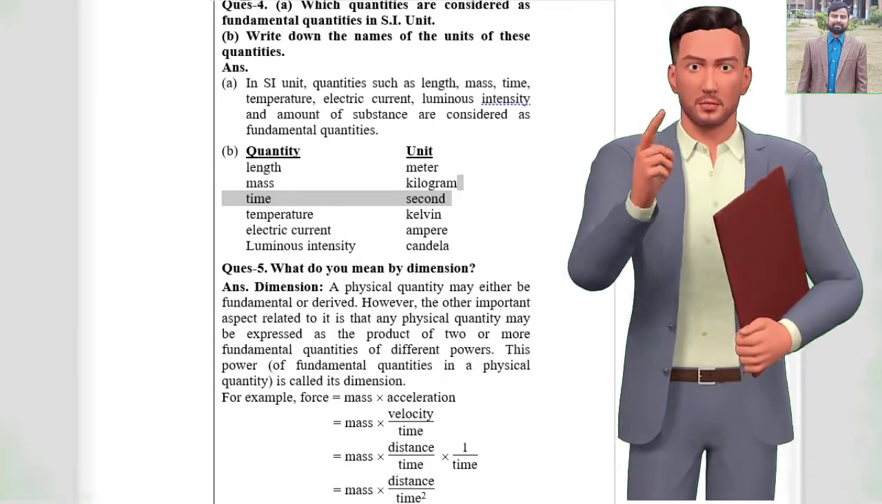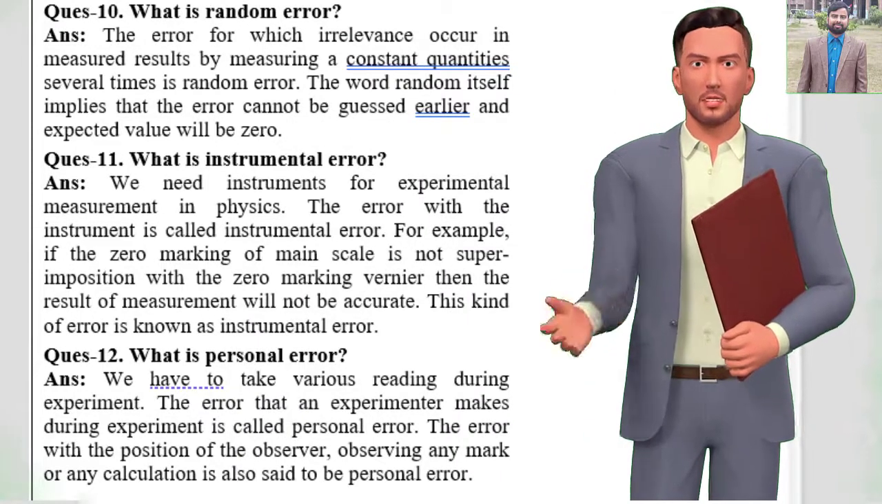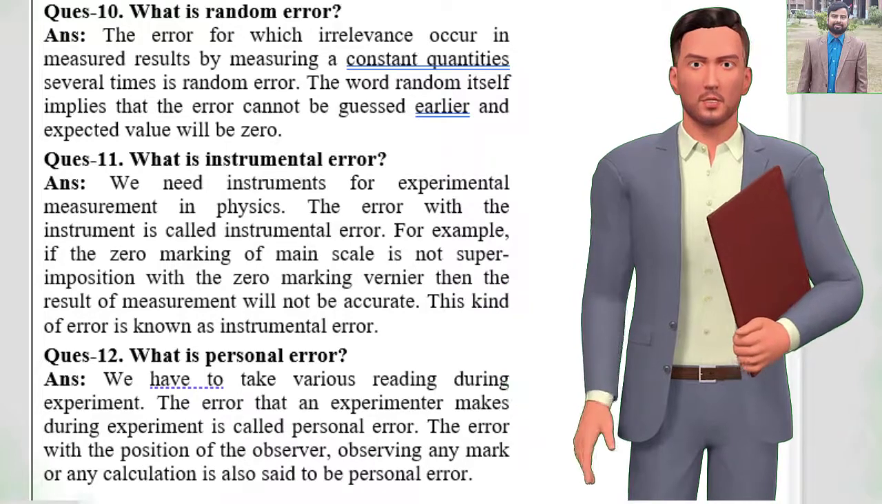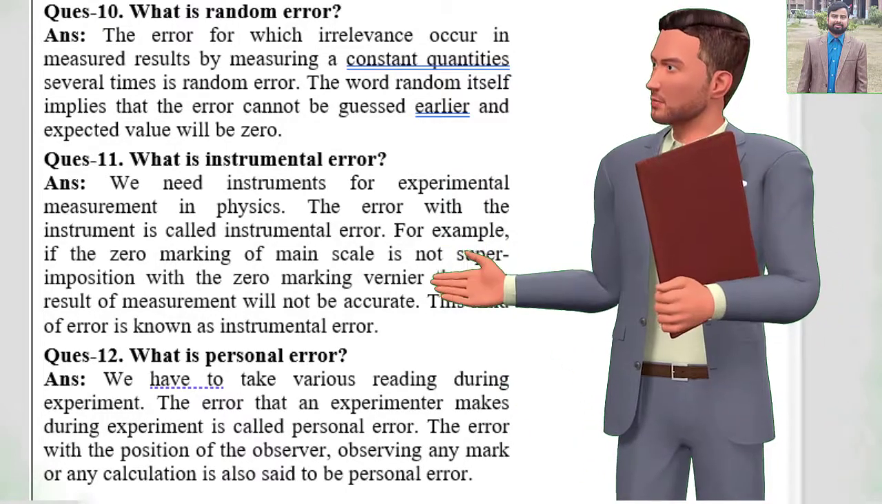What is random error? ANS. The error for which irrelevance occur in measured results by measuring a constant quantity several times is random error. The word random itself implies that the error cannot be guessed earlier and expected value will be 0.